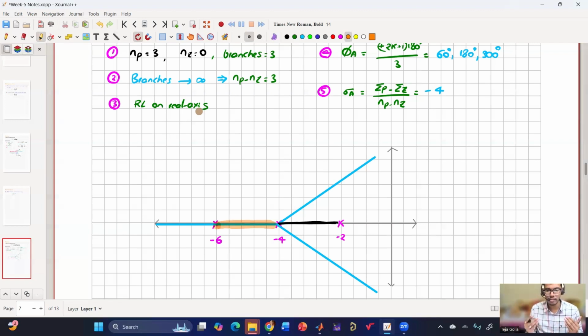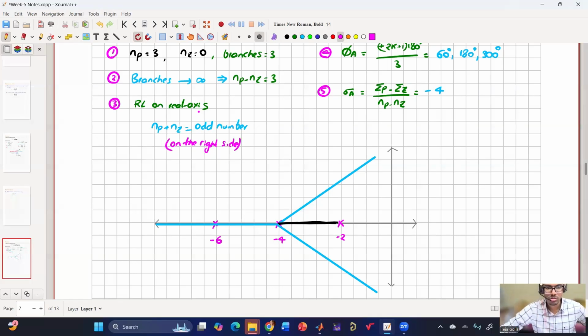Every time I ask this question, you have to see on the right hand side the number of poles and number of zeros, whether it is odd or even. Between -6 and -4. Sorry, sir. Okay, I'll explain. I think this point is not clear.